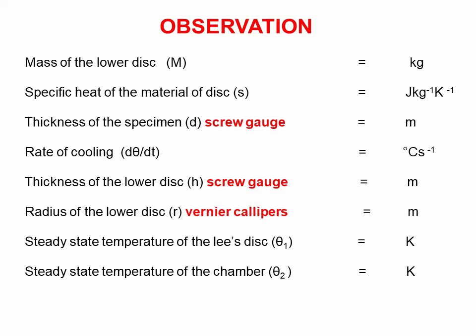Celsius per second. The thickness of the lower disc h can be determined using a screw gauge, and that value should be in terms of meter. The radius of the lower disc r can be determined using vernier calipers in terms of meter. The steady state temperatures of the disc, theta 1 and theta 2, can be measured using the thermometers in terms of Kelvin.